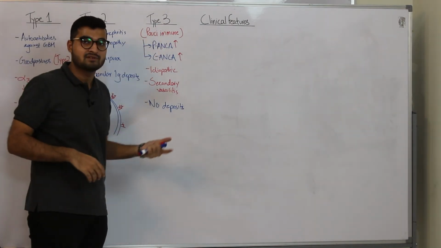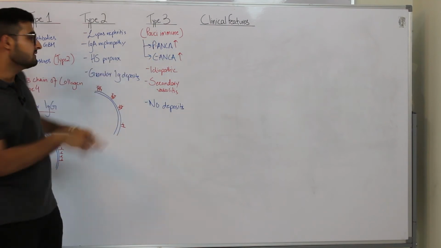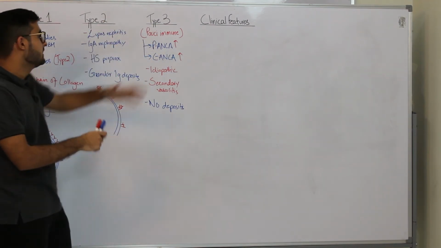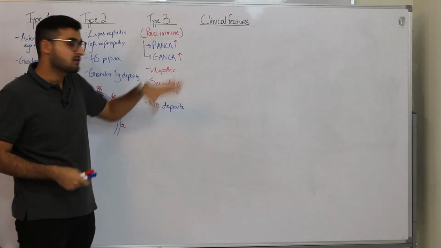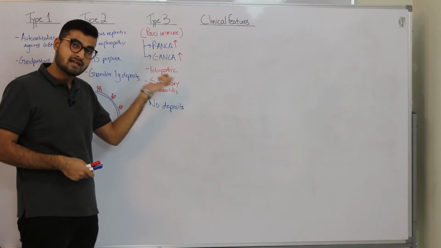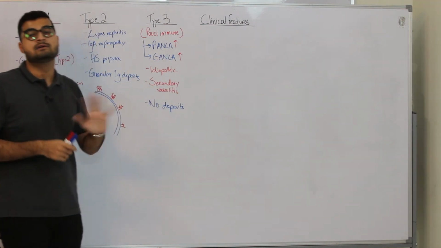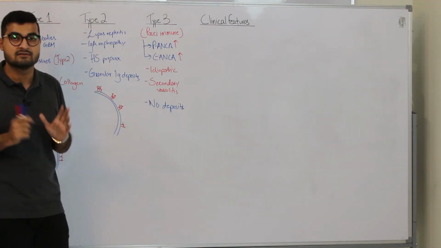In type 3, you have no antibodies. It's completely different from these two types. In fact, you have P ANCA or C ANCA. It's either idiopathic or due to secondary vasculitis, and no immunofluorescence is seen here.